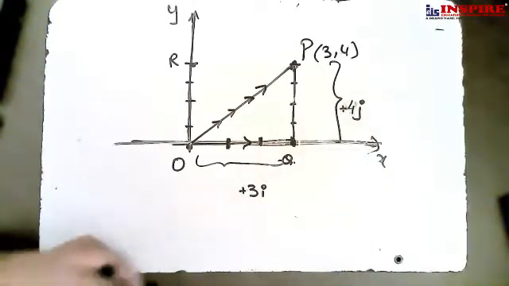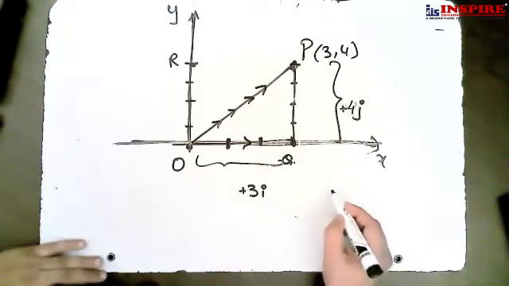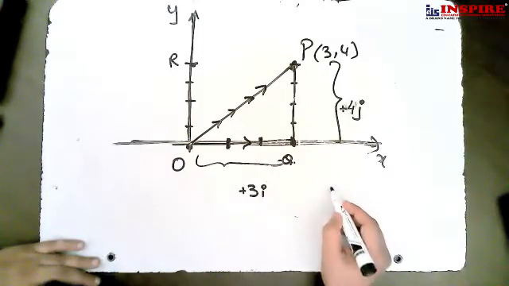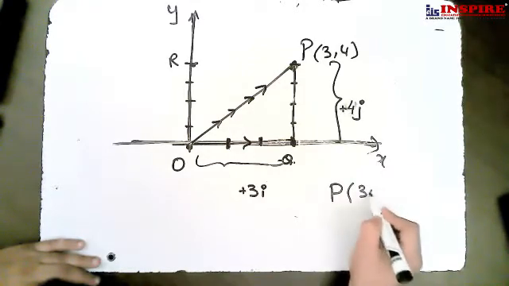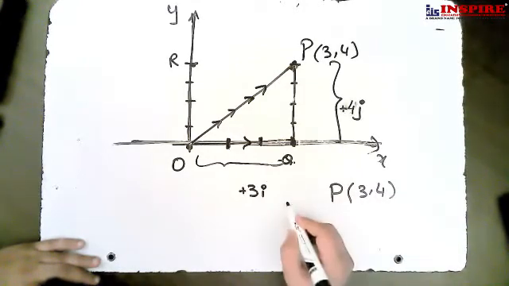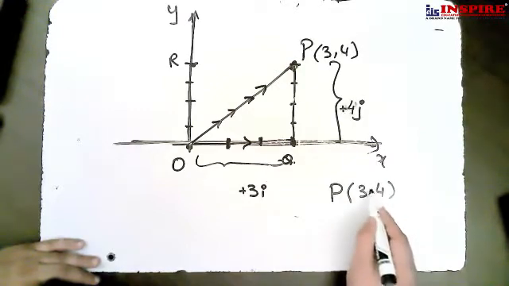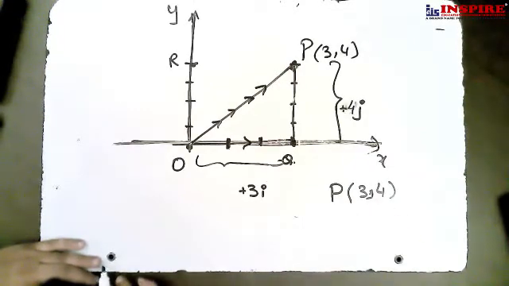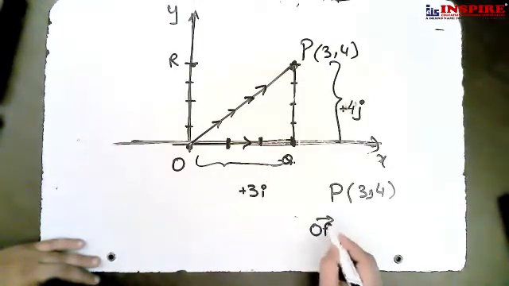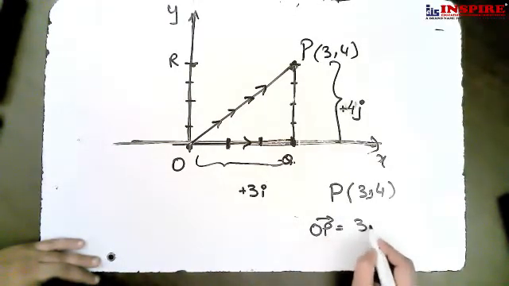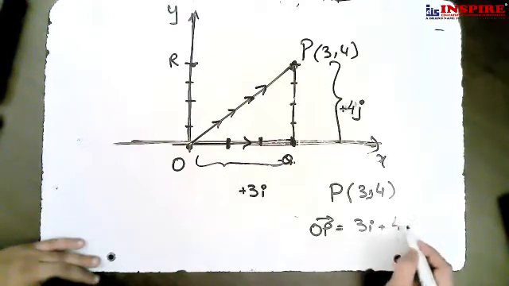Plus. I speak English. I say the coordinates of P are 3, 4. However, the vector OP will be 3i plus 4j.